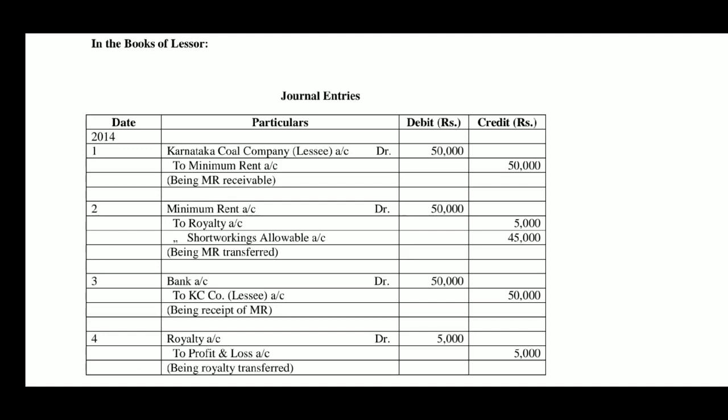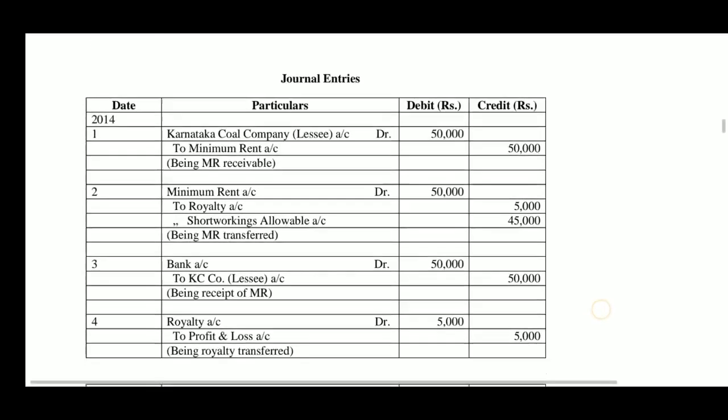Now, finally, as in the case of the lessee, here also royalty receivable or royalty received is an income. From the point of view of the lessor, it is an income. Whether it is an expense or income, the same is transferred to the revenue account, that is nothing but the profit and loss account. Here, royalty being an ordinary income for the lessor, it is always transferred to his profit and loss account. So, royalty account debtor to profit and loss account rupees 5,000, that is with the amount of actual royalty, this entry is passed, being royalty transferred.